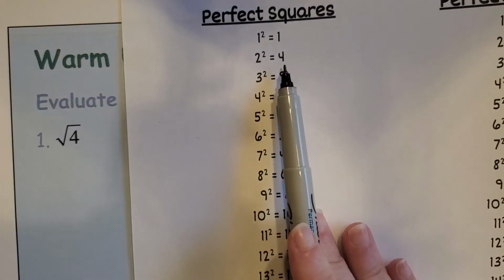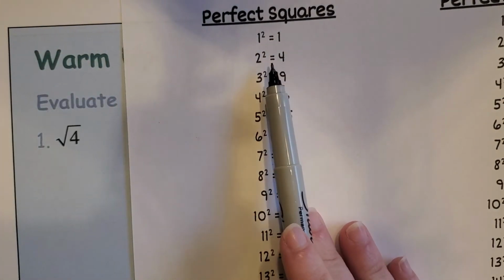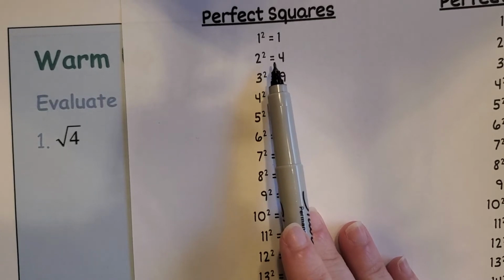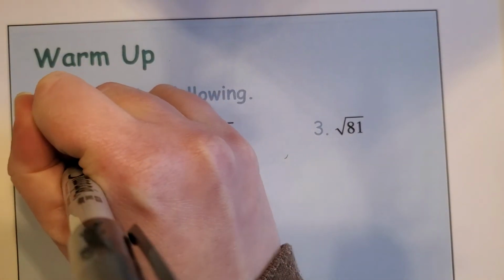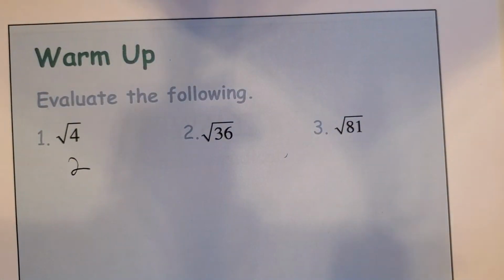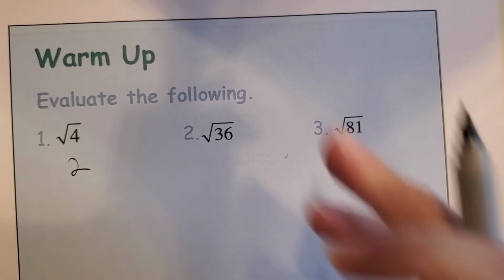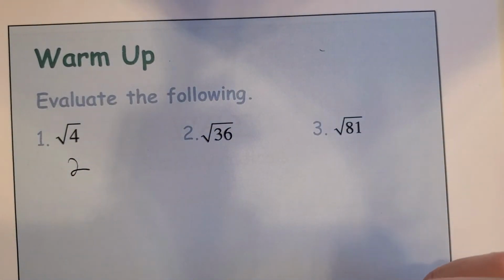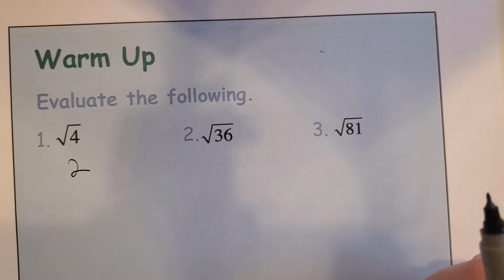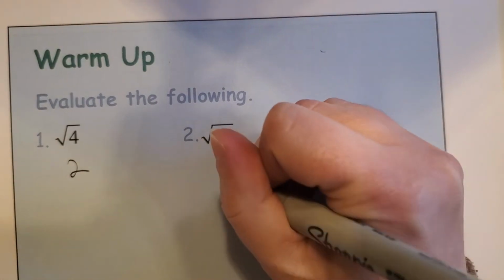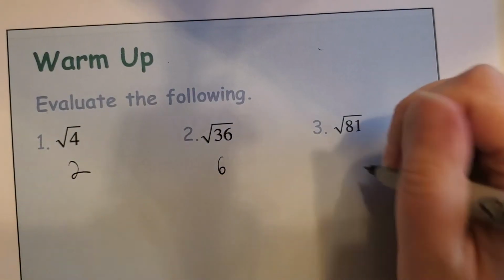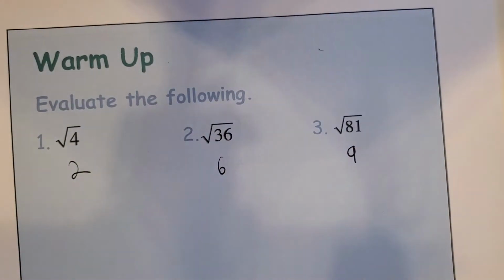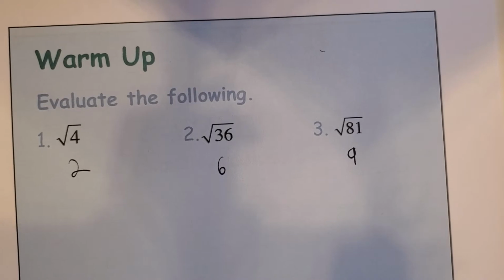So this is why we know that 4 is a perfect square, because 4 is 2 squared. So the square root is going the opposite direction. If 2 squared is 4, the square root of 4 is 2. Okay? Same thing with 36. We know 36 is a perfect square because it's 6 times 6. So the square root of 36 is 6. And 81 is 9 times 9. So the square root of 81 is 9.